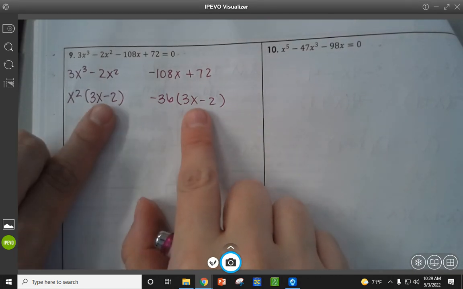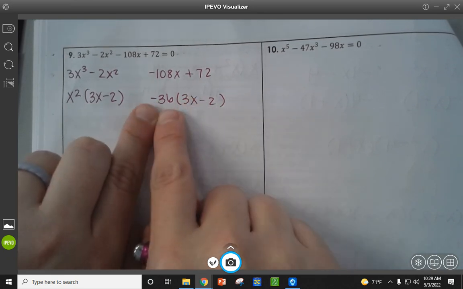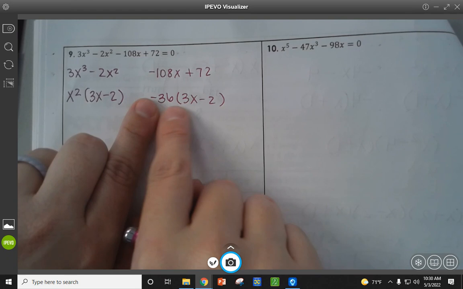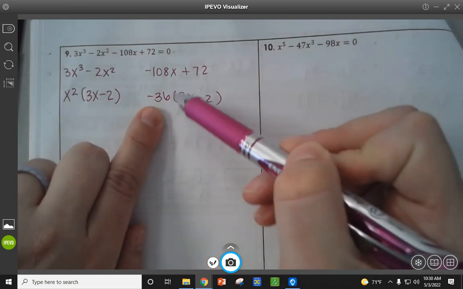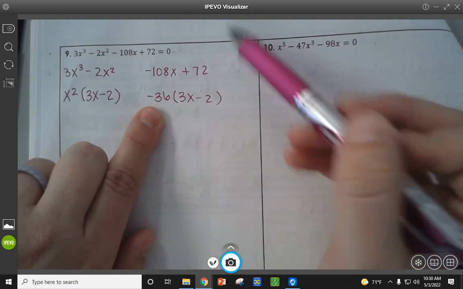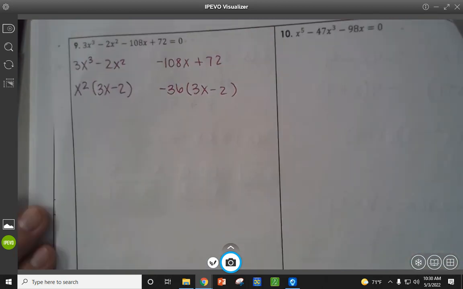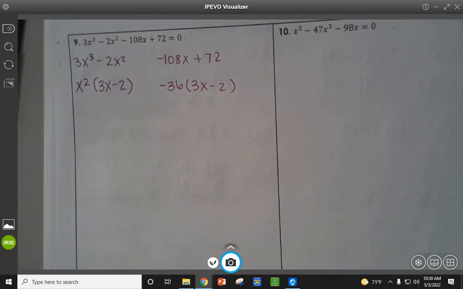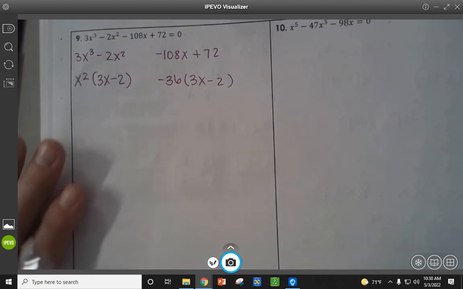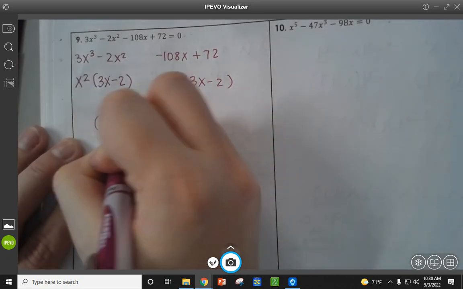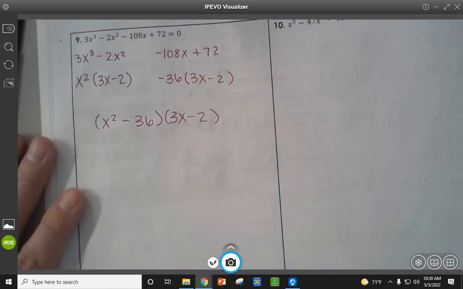Now, you knew that these parentheses were supposed to match. So if you went ahead and brought over this 3x minus 2, that should have given you a hint to find this negative 36. Because if you take negative 108 divided by 3, it's negative 36. And 72 divided by negative 36 is negative 2. It's kind of like a cheat code. The problem is, if you had messed up over here, then you would have messed up over here. So this becomes x squared minus 36 and 3x minus 2.